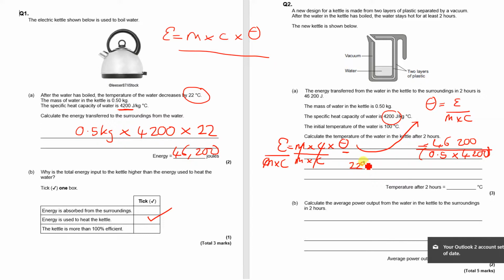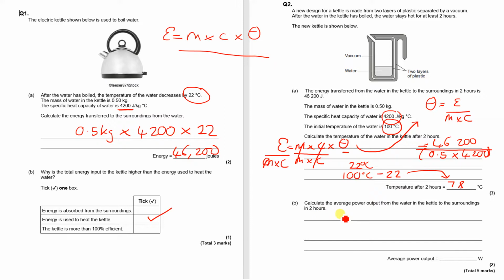22. Now 22 degrees C is not the answer because the initial temperature of the water is 100 degrees C. So if the initial temperature is 100 degrees C and we subtract the temperature change, which is 22, then we get our answer, which is the temperature after 2 hours, and that's going to be 78 degrees C.